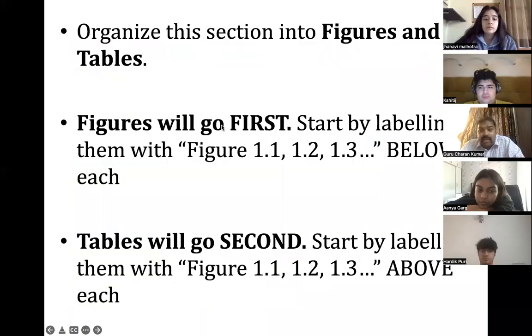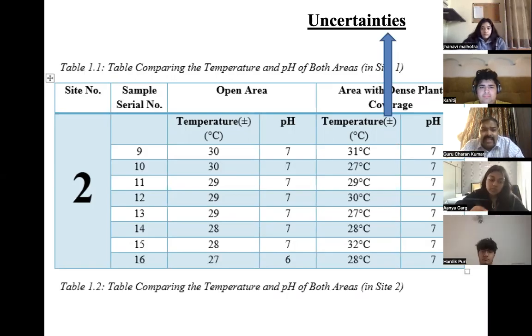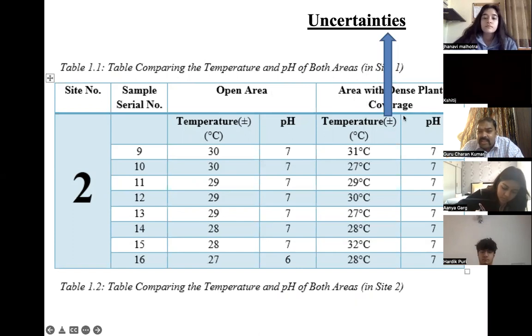Okay. And don't forget, you always need to put a number, table 1, table 2, whatever you're putting, picture, table, anything, it should have a number. Here, just see table 1.1, comparing the temperature and the pH of site 1. Temperature, pH, open area. Temperature, pH, dense plant coverage.